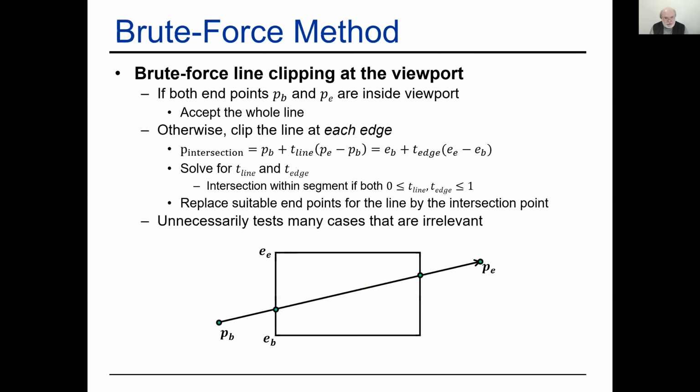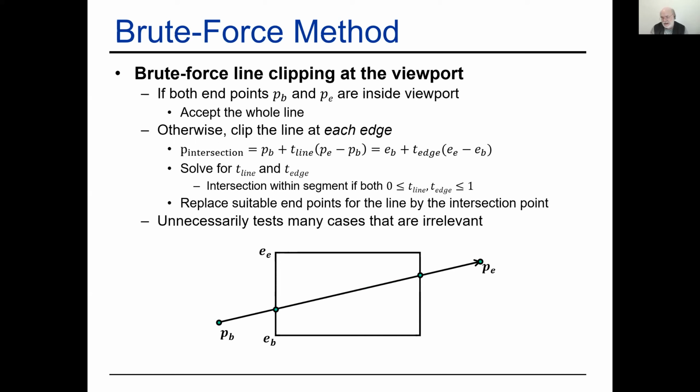So obviously there's a very brute force method to do that. First of all, if both the beginning and the end point are inside, we know, because a line is a convex object and the geometry we're clipping against is convex, that all the intermediate points are in as well. And so we can accept the whole line. We don't need to do anything.